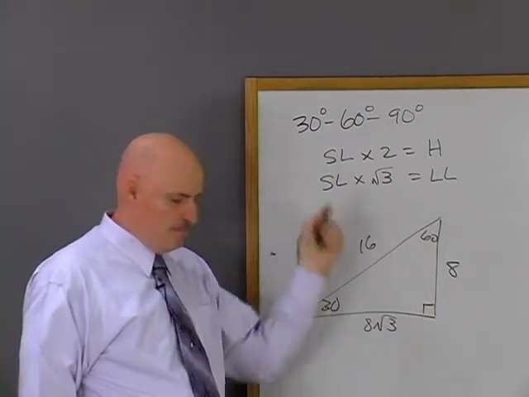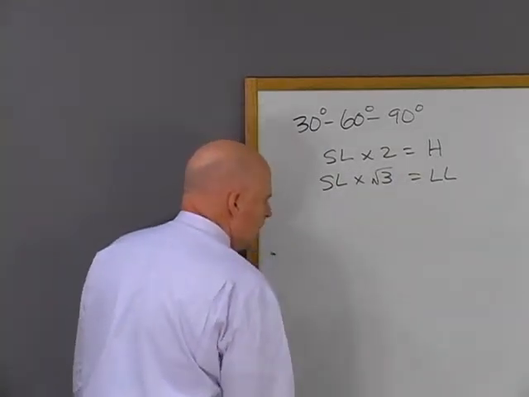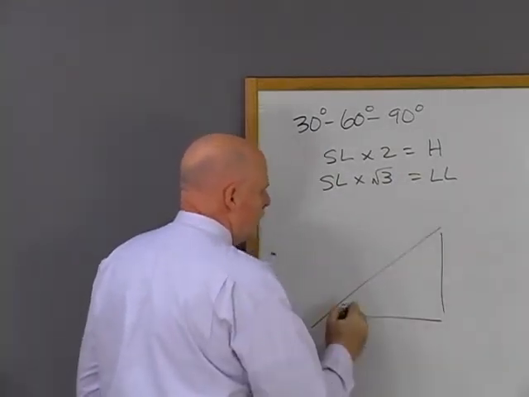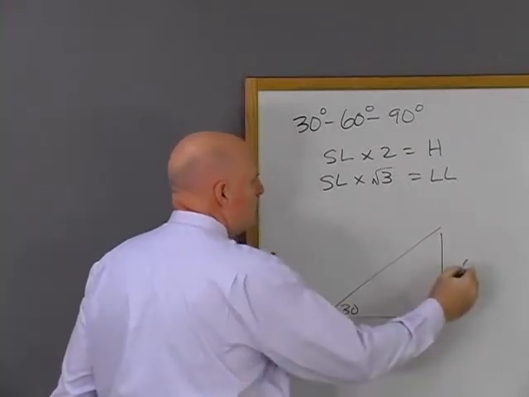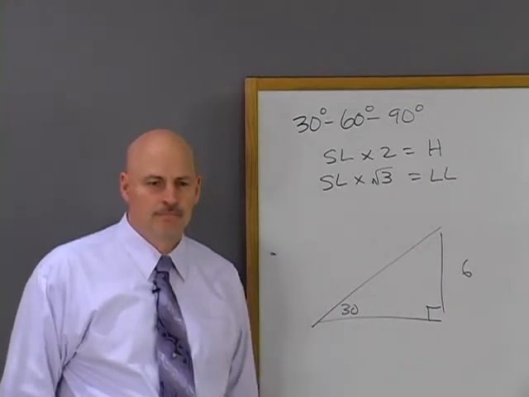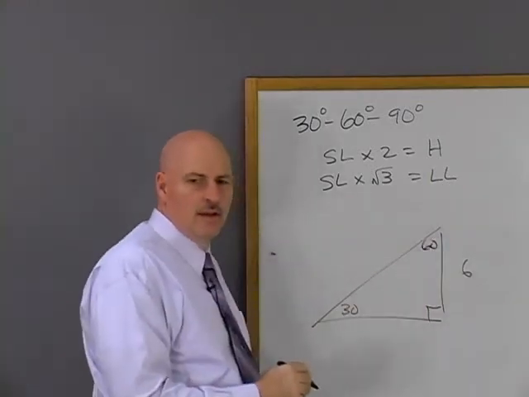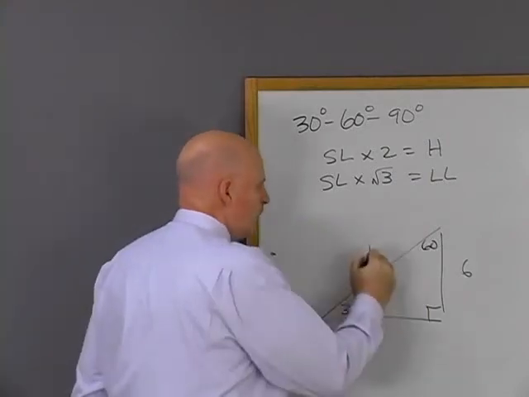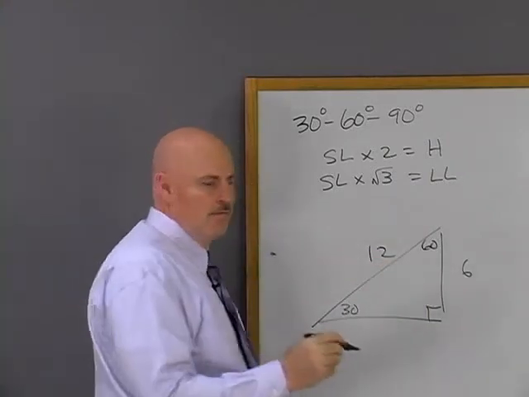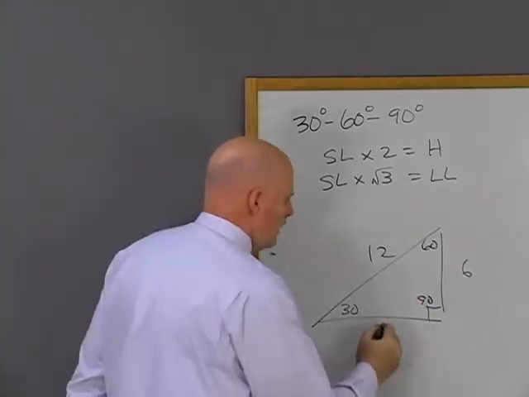How about if I walked in someday and I said, this is 30, right angle, that's 6. Tell me all the rest of the information. The other angle is not 60. Yes, good. The hypotenuse is 12. Good. That's 90. The long leg is 6 times square root of 3.